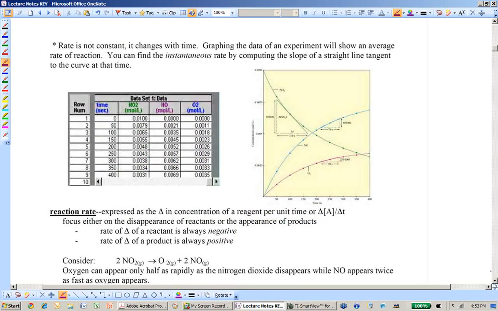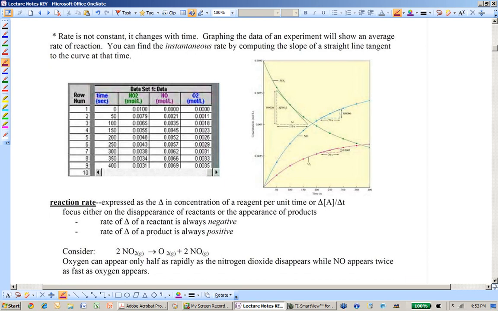So rate is not constant. Well, okay, it can be on occasion, but it's really rare for rate to be constant. That's what I should say. It changes with time, which means you've entered the land of curves. Y equals mx plus b is still your friend. You're just not going to get your friend very often. So we're going to graph a lot of data in this chapter. Graphing the data of an experiment is going to show you an average rate of reaction.